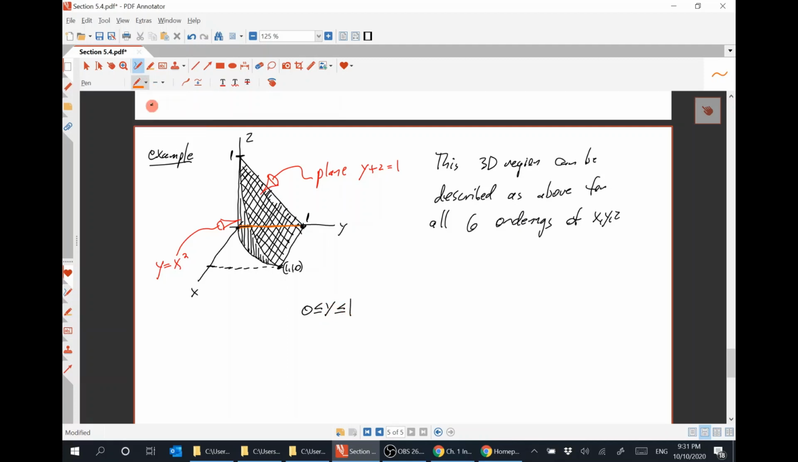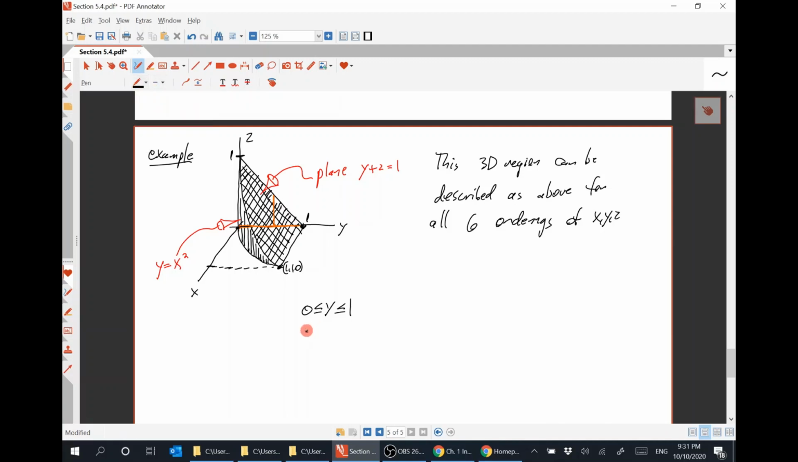So now for any specific y in the range from 0 to 1, z is going from z equals 0 to z equals what? Z equals 1 minus y.